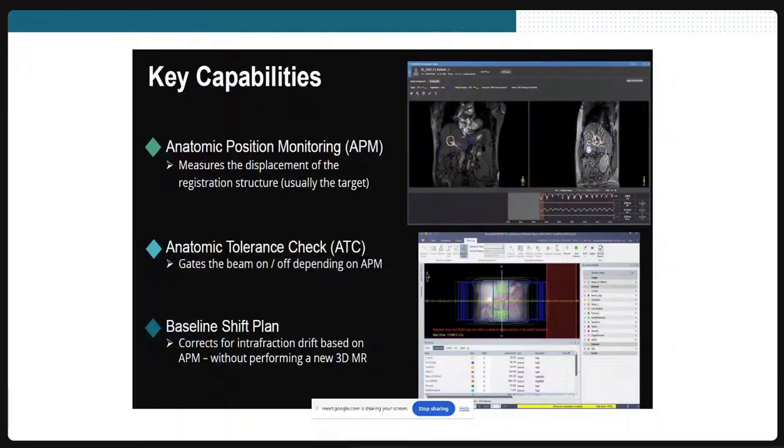Whereas in an MR-LINAC, we can really track not only the target, but also the critical structures. So we can see the critical structures, and we can make sure that the critical structures are getting a lesser dose, and also the target is getting the real dose, and then deliver the dose.